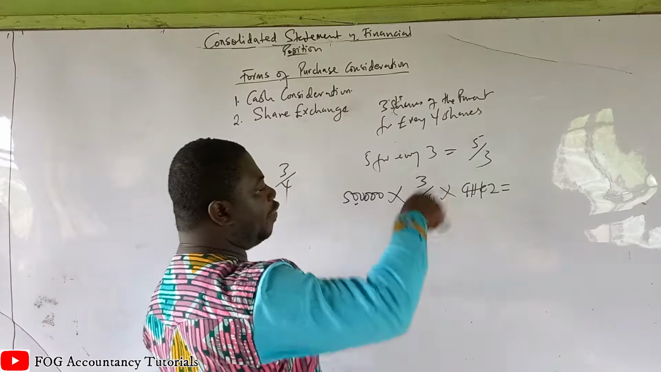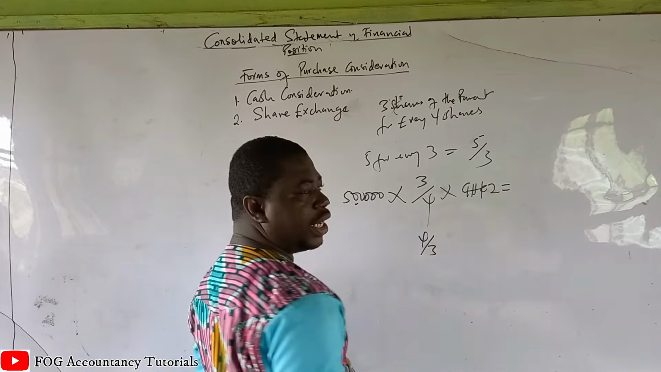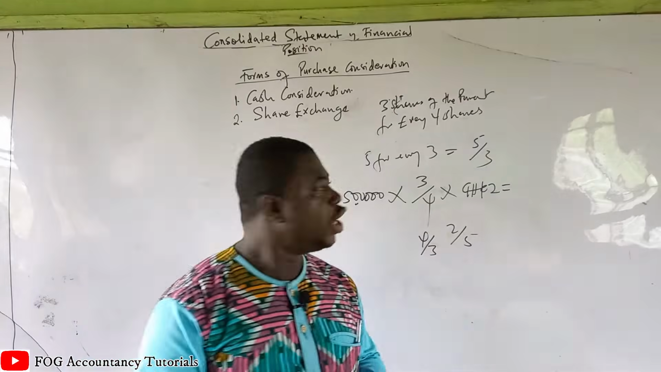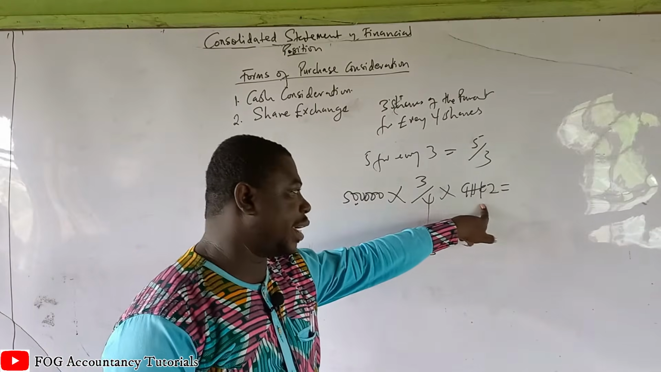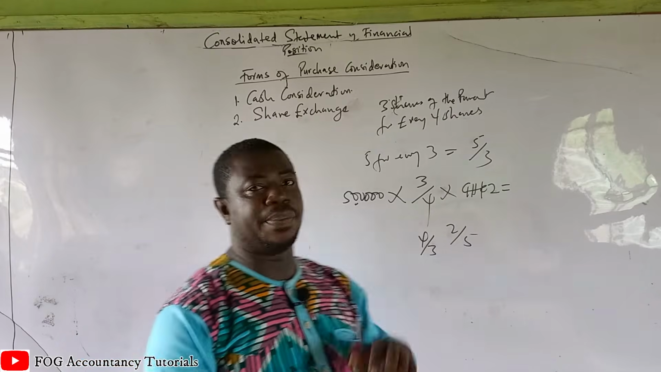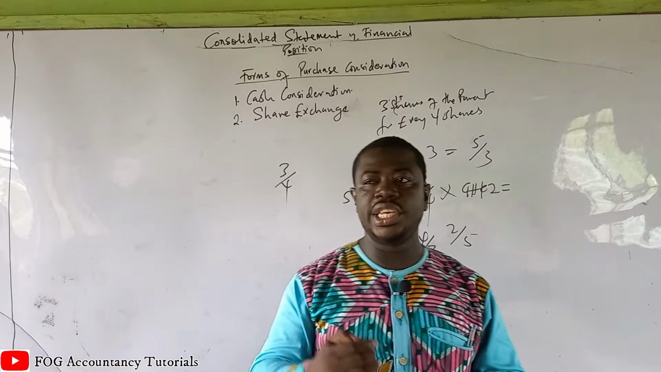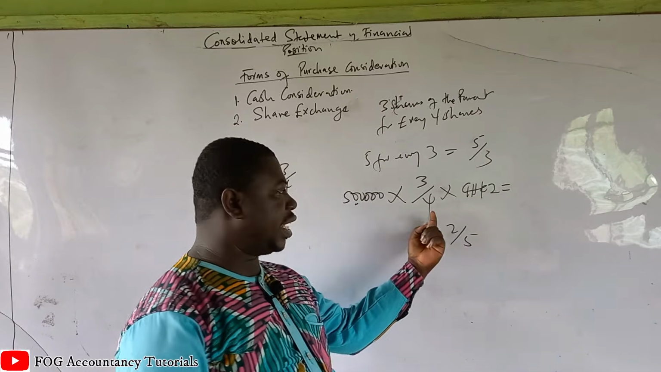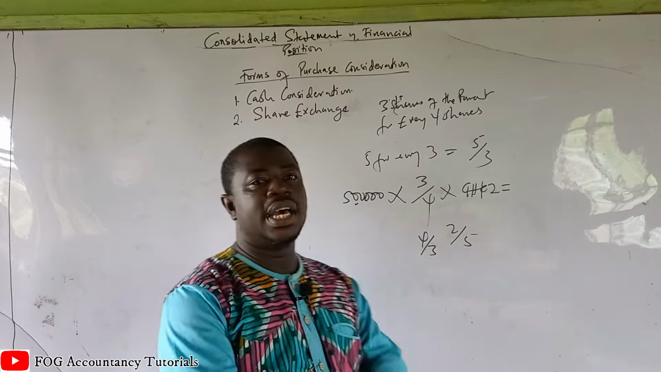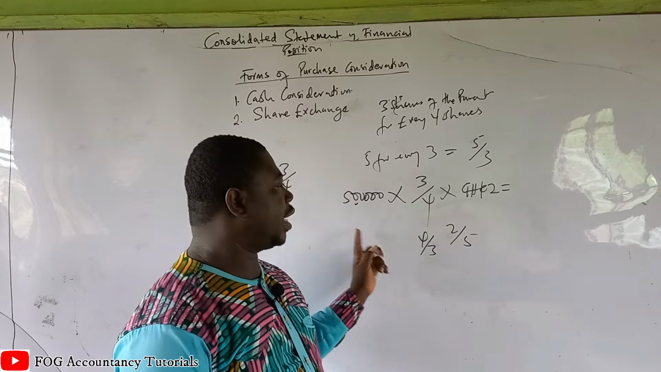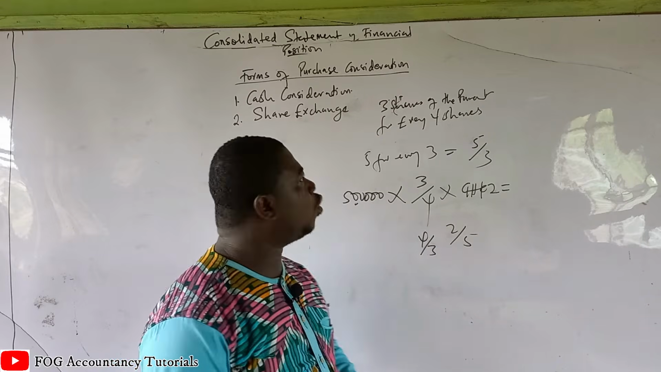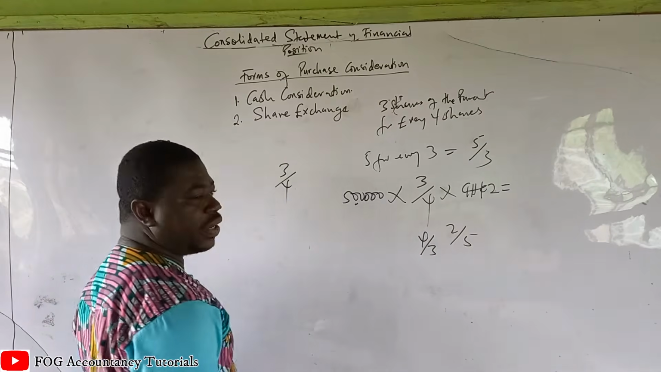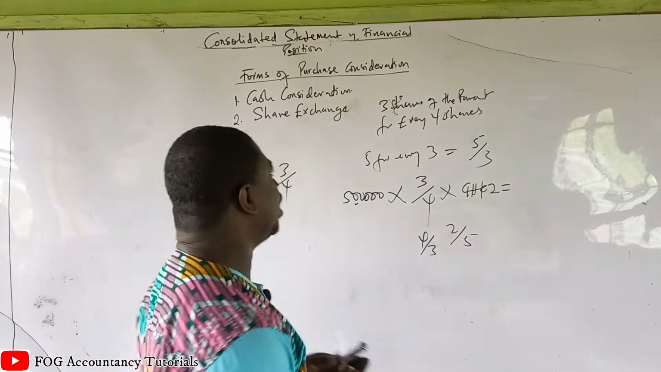If they say 4 for every 3, it's going to be 4 over 3. If they say 2 for every 5, it will be 2 over 5. So that is how to get the fraction. It is the value of the share times the number of shares multiplied by the share exchange. In which case, the share that the parent company is offering comes as the numerator, and the share that is taken from the subsidiary comes as the denominator. So that is what we mean by the share exchange. You can either pay by cash or go by share exchange. That is another form of purchase consideration that you can see.